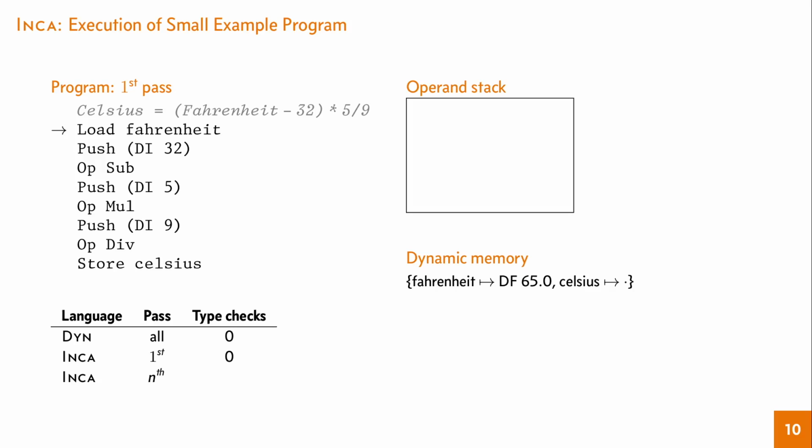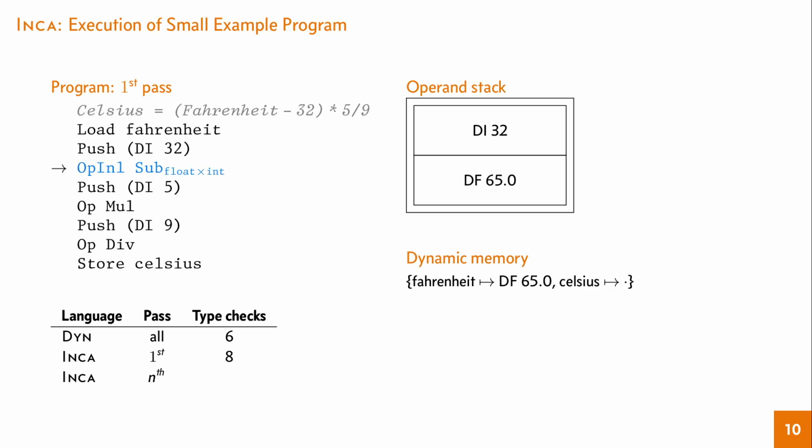Let's get back to our Fahrenheit to Celsius converter and look at its execution as an Inca program. The table at the bottom left compares the number of type checks required in the DIN and Inca virtual machines respectively. The execution starts as previously. When it encounters an operation instruction, the virtual machine searches for an inline version for float and int. It finds one, evaluates it on the arguments, and rewrites the program to remember this optimization. Here, Inca requires slightly more type checks than DIN because the former performs a slow search plus a fast evaluation, while the latter only performs a slow evaluation.